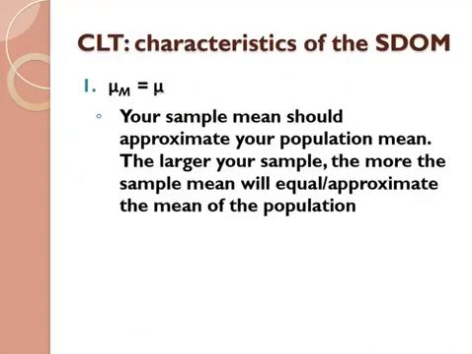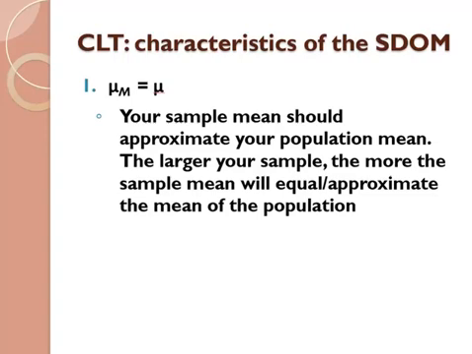So there are 3 important things to point out here when we talk about these characteristics. The first thing is that your sample mean should approximate your population mean. This is under the assumption that the principles of the central limit theorem are true. So your sample mean should approximate your population mean. And the larger your sample, the more the sample mean will equal or approximate the mean of the population. Here it says equal. We don't literally mean that your sample mean is going to be an exact value that your population mean is.